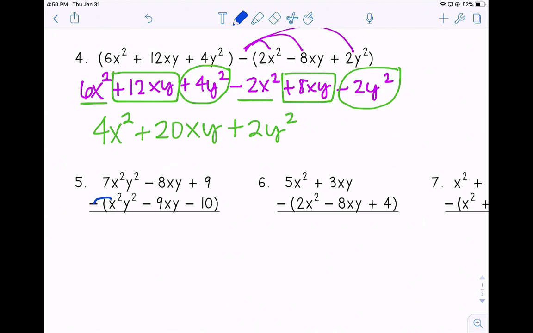So I'm going to distribute a negative to x squared y squared. So that would be negative x squared y squared. And then negative to negative 9xy would be plus 9xy.